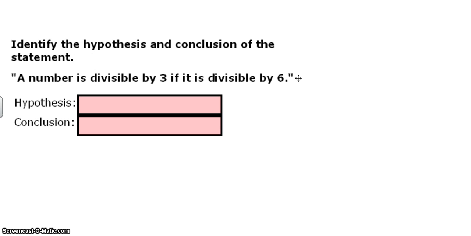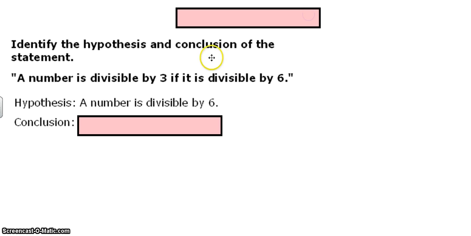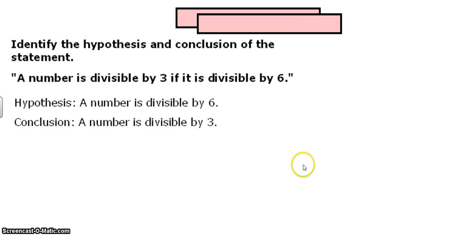Identify the hypothesis and conclusion of: a number is divisible by 3 if it is divisible by 6. So the hypothesis then is a number is divisible by 6. Again, we have the hypothesis in the second position of this statement, right? So the conclusion is the number is divisible by 3.